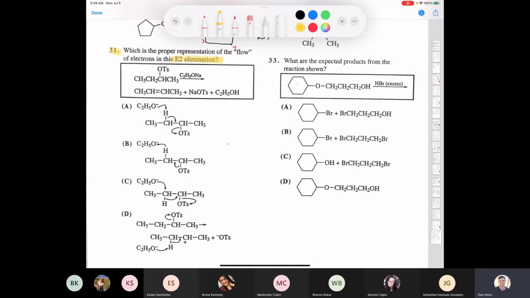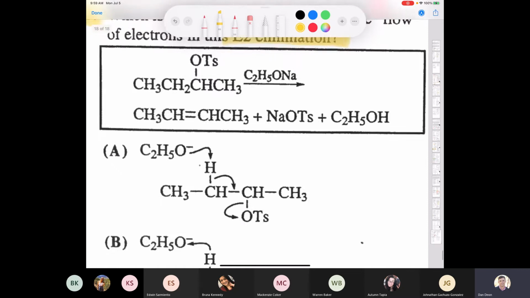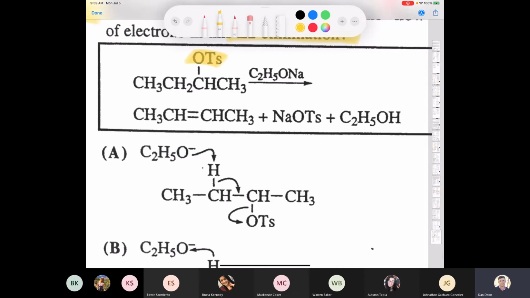So it's just a plain old E2 reaction. Remember that a tosylate, this thing here, is a good leaving group. So you have a tosylate and you have an ethyl group. So this is the same thing as sodium ethoxide, right? An ethyl group, CH3CH2, is the same thing as C2H5.